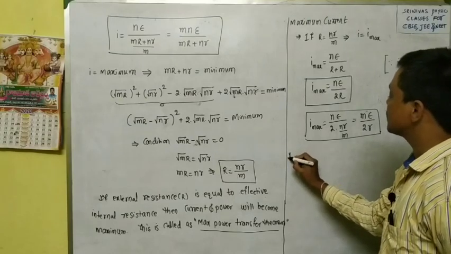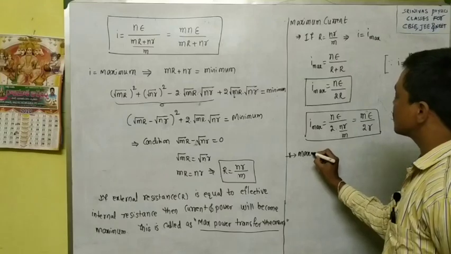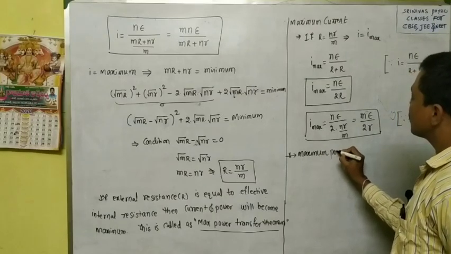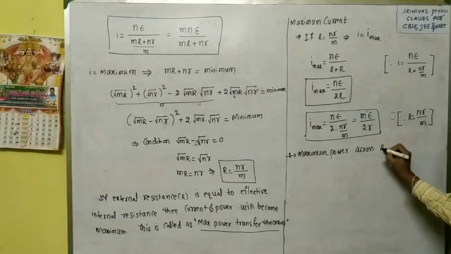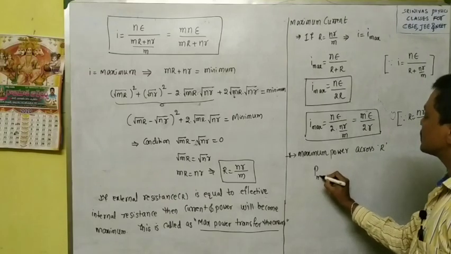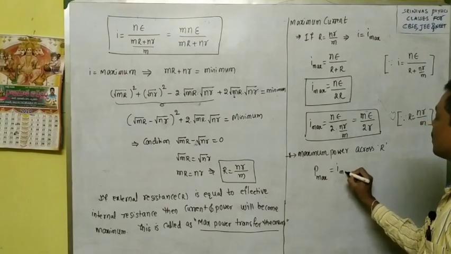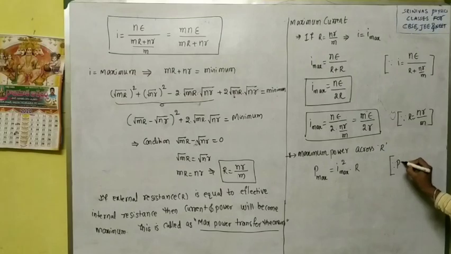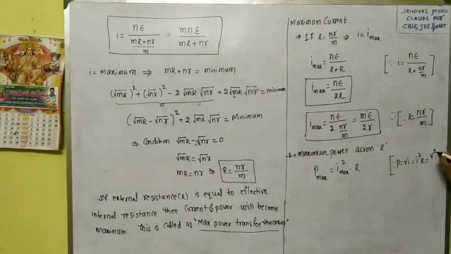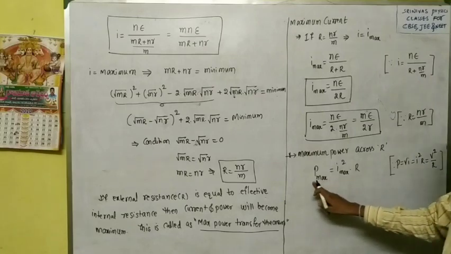And the next one is maximum power. I want the maximum power across the resistance capital R. The power formula is P max equals I max square into capital R. In the 10th class, you know power is equal to voltage into current, or I square R, or V square by R. There are several formulas for power. V equals IR gives I square R, and I equals V by R from Ohm's law gives V square by R. I am using P equal to I square R.